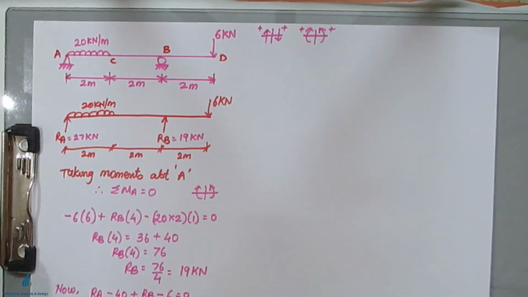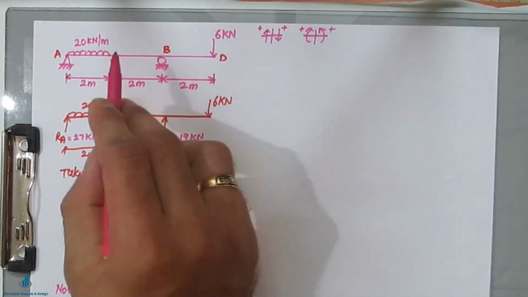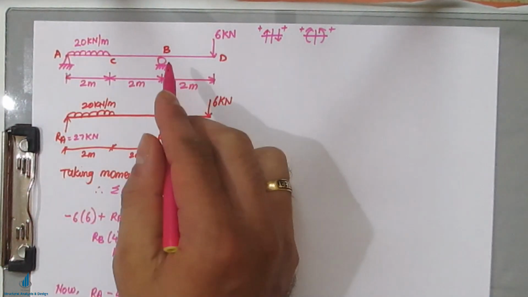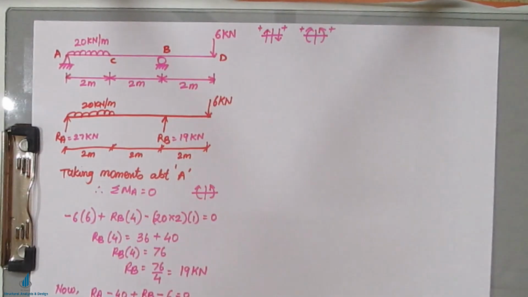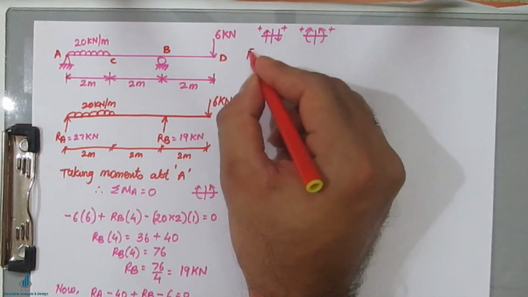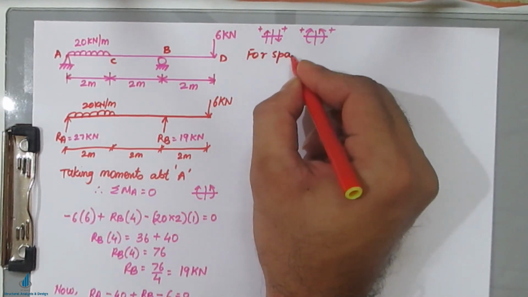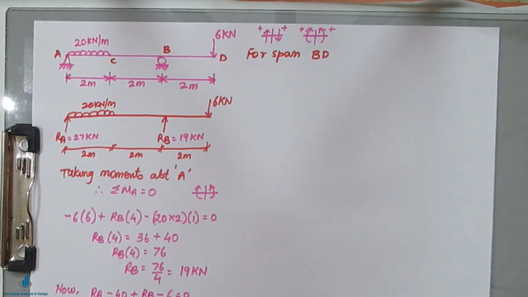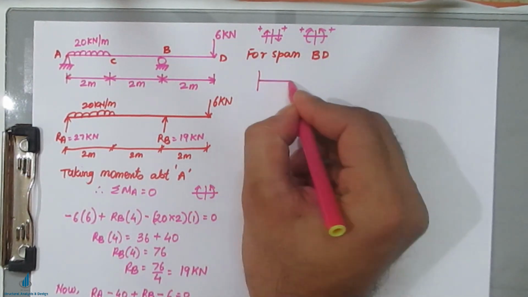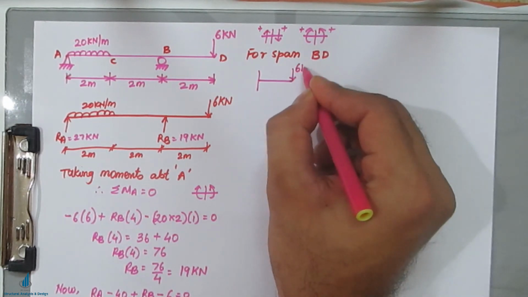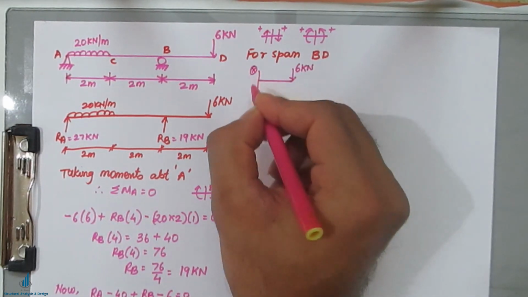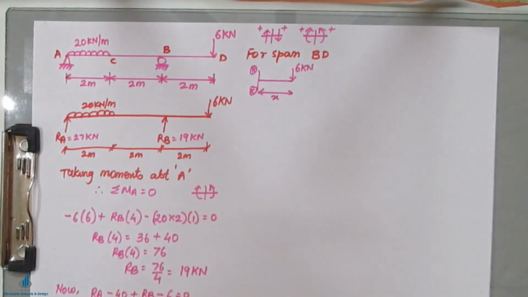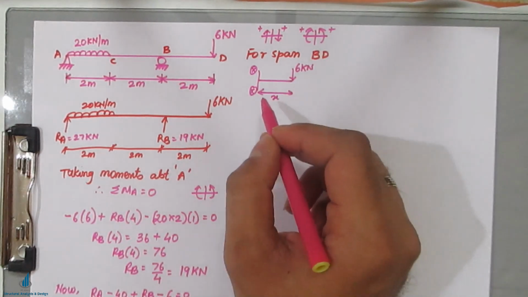Okay, so now we will go span by span. I will be coming from this right hand side portion. So I will be taking the portion BD for the span. Now what I will do, I will just take that span which is having the 6 kilonewton load. So I will mark it as the XX section, and this 6 kilonewton is acting at a distance of X.